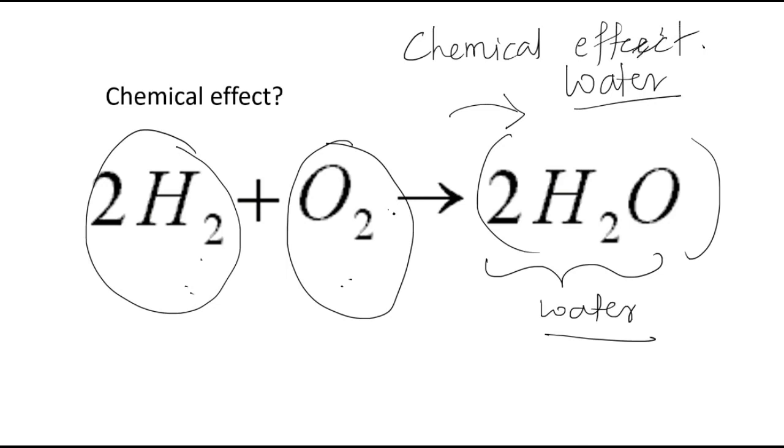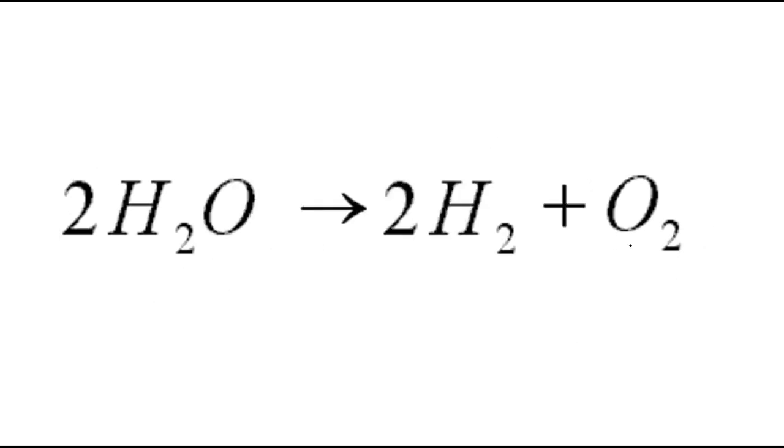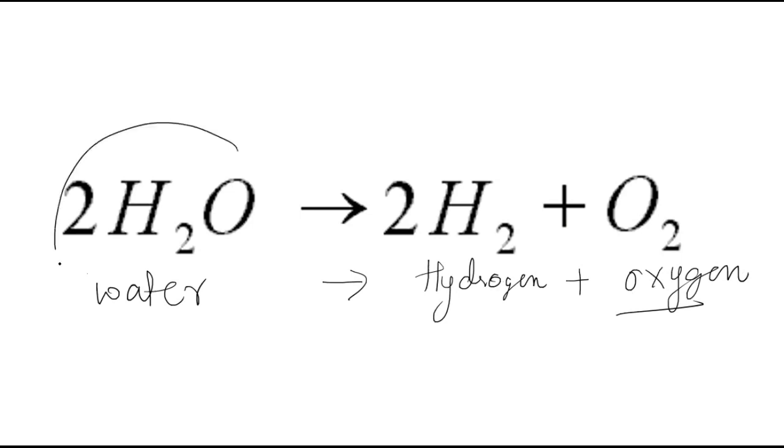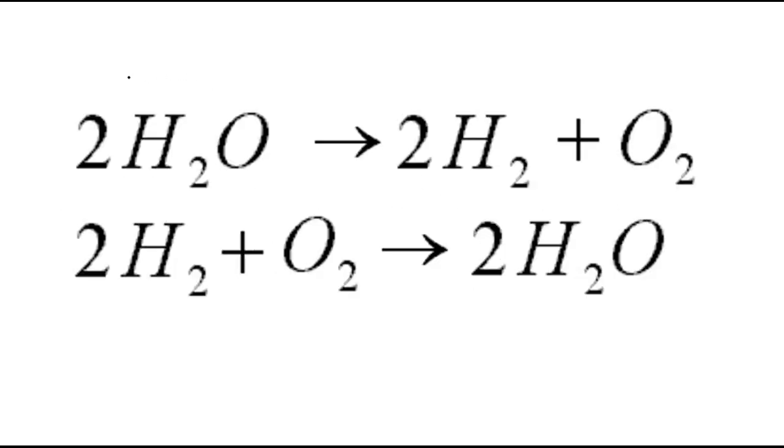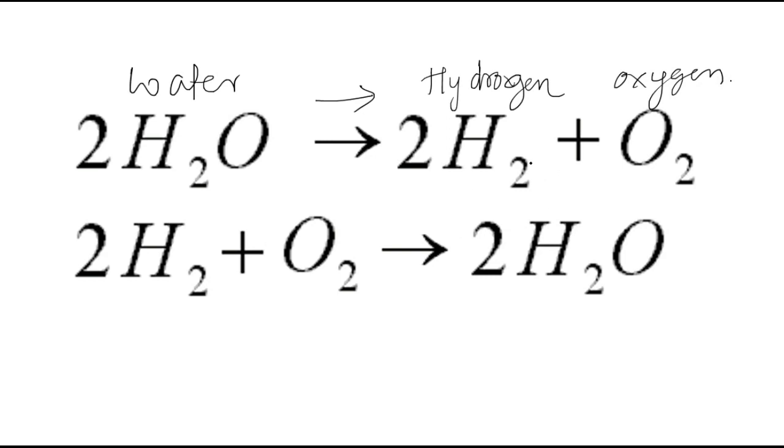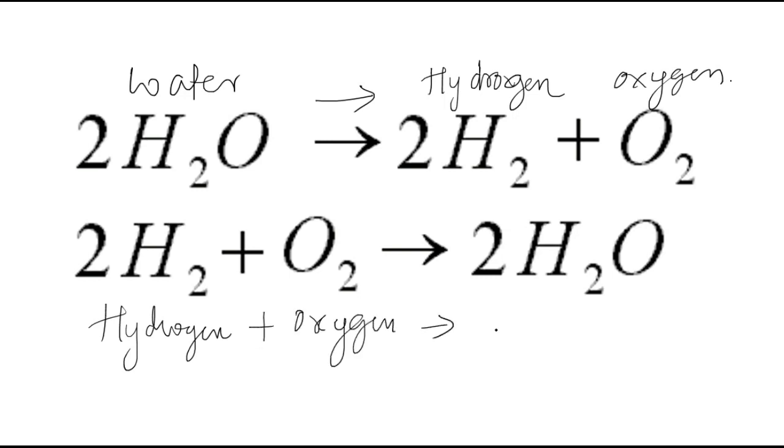So the reaction which is shown here is a kind of chemical change. Right? It can even be that water splits into hydrogen and oxygen. This is also a chemical change, because initially it was water, now it is split into hydrogen and oxygen. Now you have seen 2 equations. In the first equation, water is split into hydrogen and oxygen. Whereas the reverse of this, hydrogen and oxygen combine to give water.